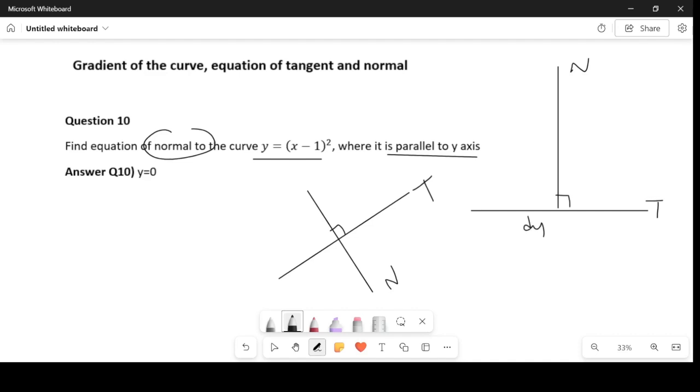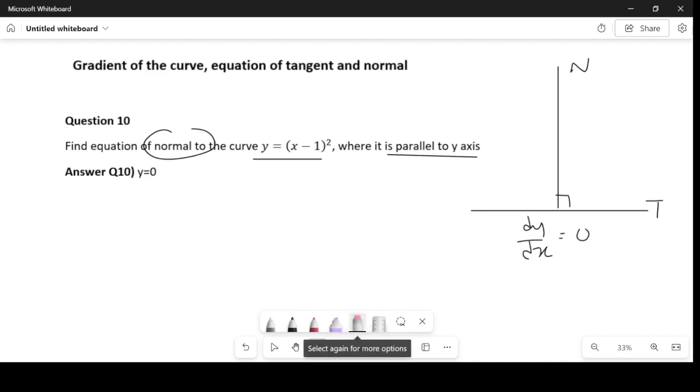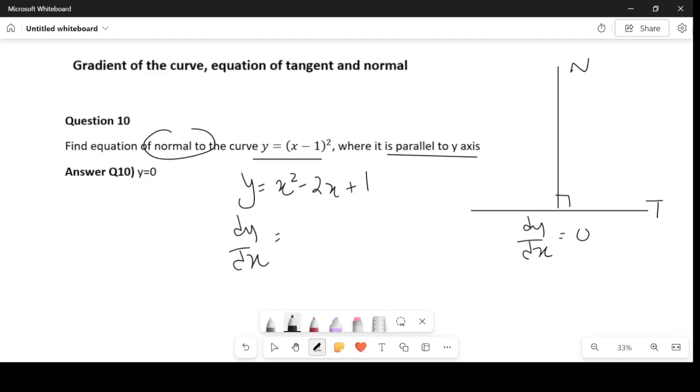And then dy by dx would be equals to 0 again. So we'll have to differentiate it and equate it to 0. Okay, so let's expand. x squared minus 2x plus 1, dy by dx would be, I've used the identity a squared minus 2ab plus b squared. This becomes 2x minus 2 equated to 0. We get x is equals to 1.